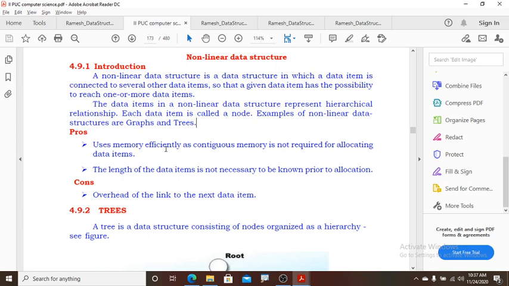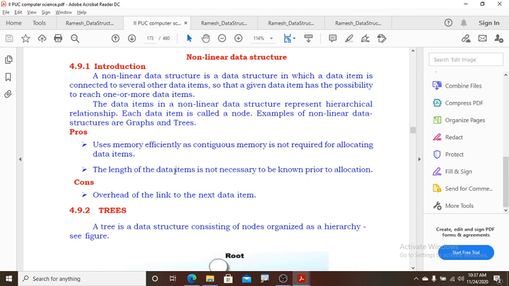Pros: it uses memory efficiently, as continuous memory is not required for allocating data elements. Previously we had contiguous memory locations, meaning continuous memory locations. Suppose 5000, 5001, 5002, like this continuous memory locations will be allocated. Whereas in nonlinear data structures we have no need of continuous memory locations. That is an advantage.